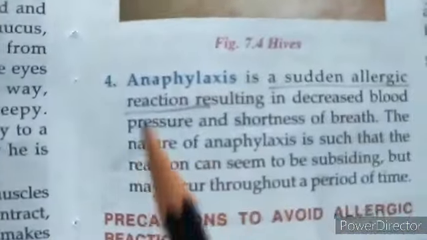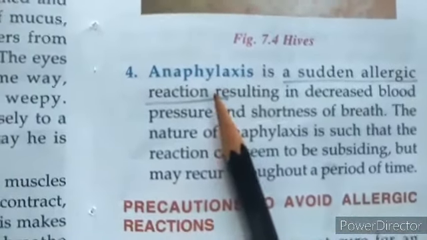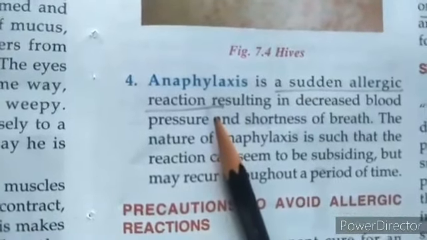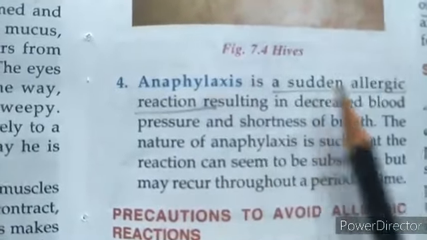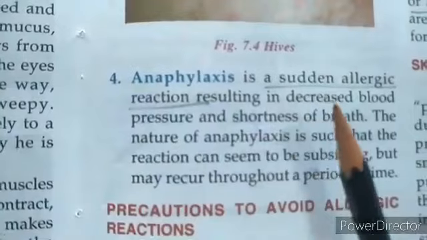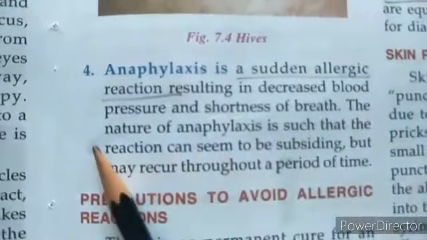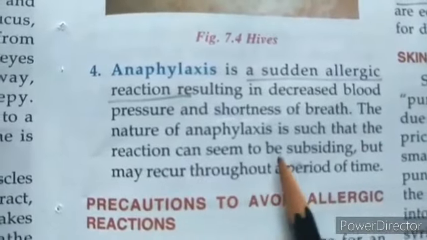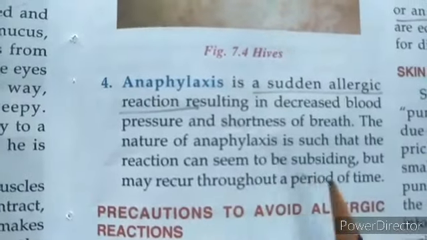Now we go to anaphylaxis. Anaphylaxis can be a dangerous situation because in a very short time a huge magnitude of allergic reaction is seen. So we call it anaphylaxis, a sudden allergic reaction resulting in decreased blood pressure and shortness of breath. The nature of anaphylaxis is such that the reaction can seem to be subsiding but may reoccur throughout a period of time.